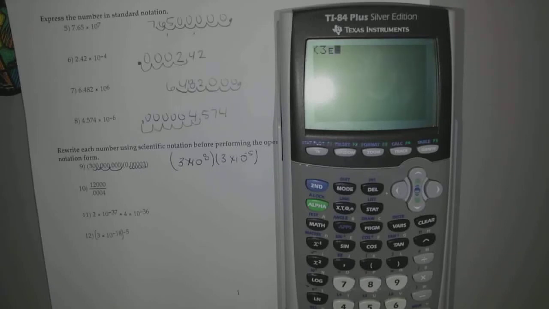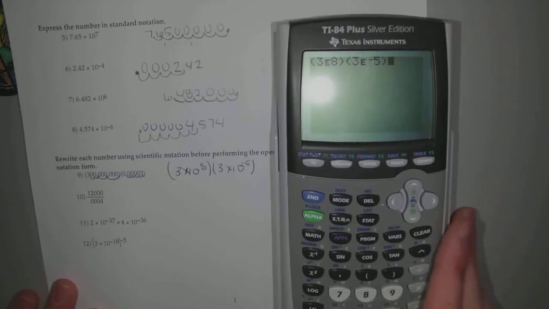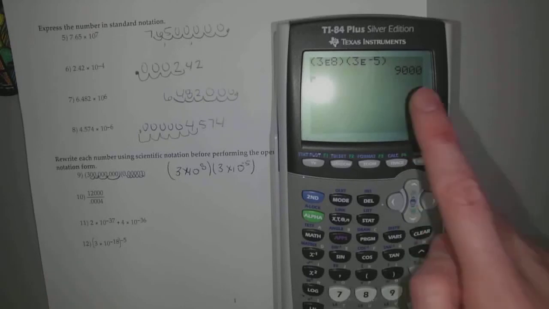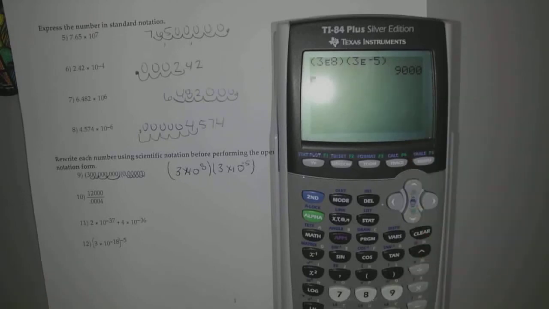So I'm going to do parentheses, 3, and then I'm going to hit second comma, and so that E comes up. Guys, that is our times 10 caret, okay? So now right behind that E, we can just write whatever power we want. So in this case, we want the 8th power. There he is. And then parentheses, 3, and then I'm going to hit second comma to get my E, and I'm going to put negative 5th power like that.